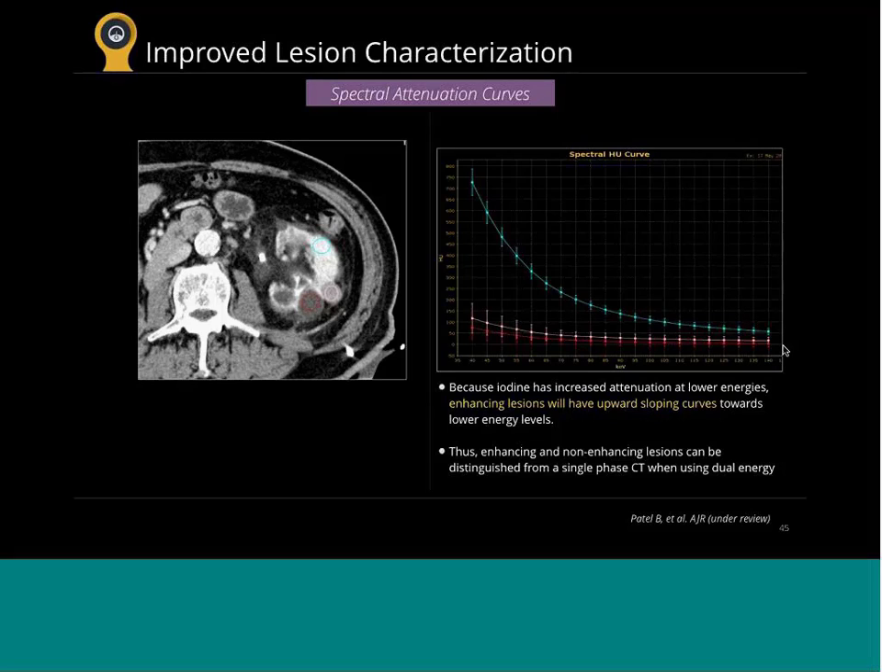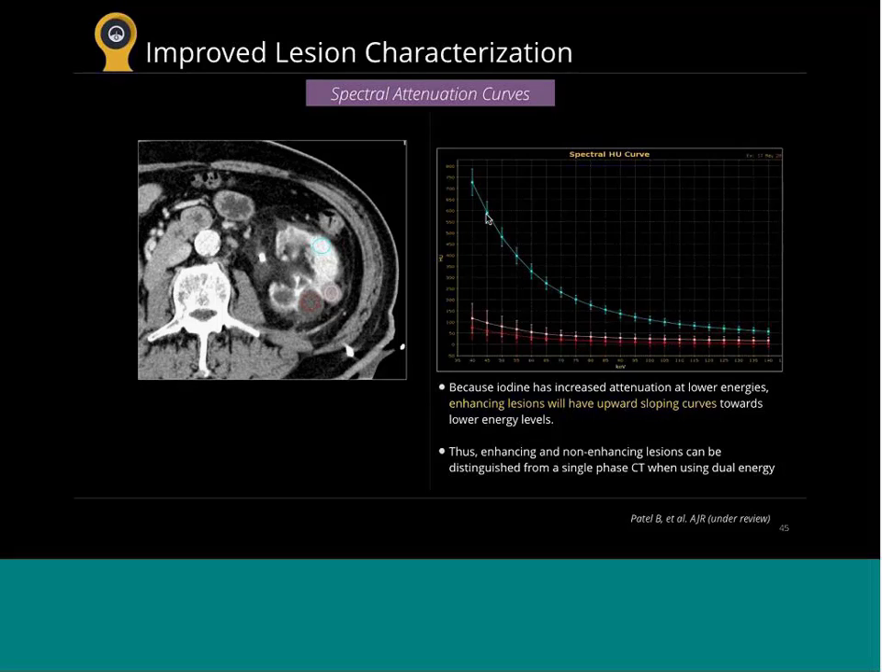This one is a simple cyst, water. How does water behave at high energy? It should have low attenuation. How does water behave at low energy? It should have low attenuation. You see that curve pretty much stays flat. That's what water does. This one, the blue-green one, has iodine in it. How does iodine behave? As we go towards the lower kV, we're going towards the k-edge of iodine, so the iodine attenuation increases. You can see the iodine curves go up as we go towards the low kV. This is why we can use the low kV, the 50 kVs, to accentuate the contrast.